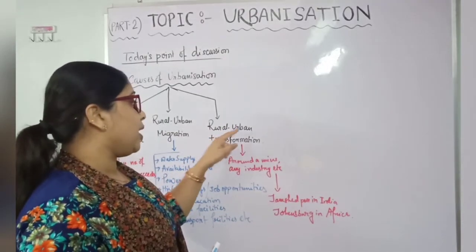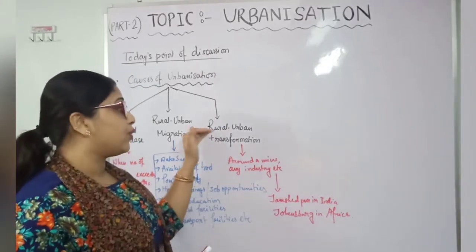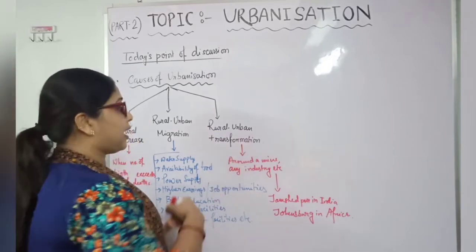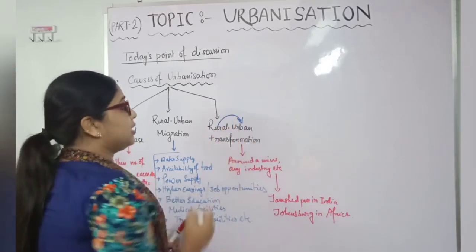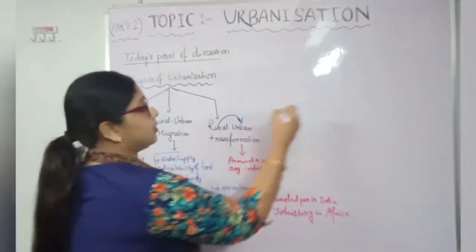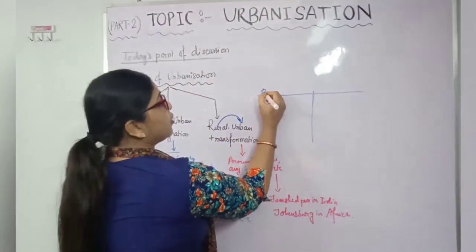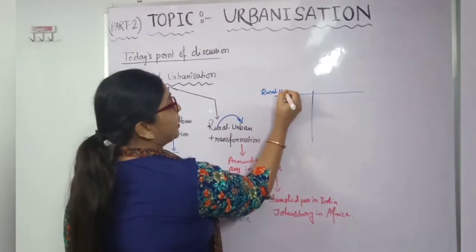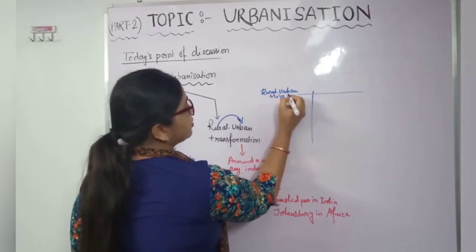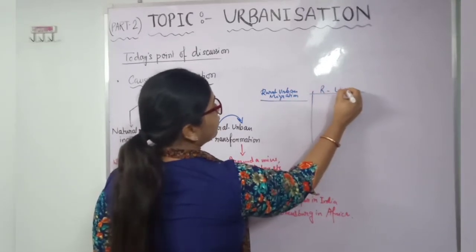Number 3, rural-urban transformation. In this point, we see how a rural area transforms, changes and converts into an urban area or a city; that is called rural-urban transformation. Yes students, sometimes in the exam it comes: write the difference between rural-urban migration, and another question comes on rural-urban transformation.